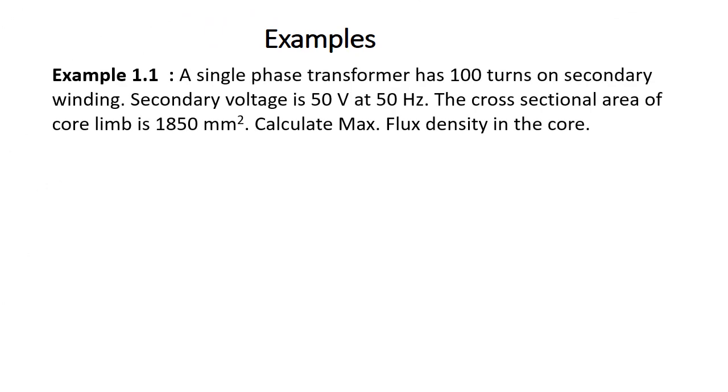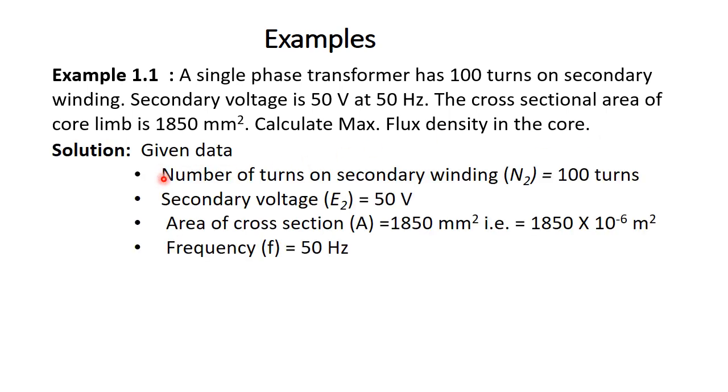Let's see the first example. A single core transformer has 100 turns on secondary winding. Secondary voltage is 50 volt at 50 Hz. The cross-section area of the core is 1850 mm square. Calculate maximum flux density in the core. Given data: number of turns on secondary winding N2 is 100 turns, secondary voltage E2 is 50 volts, area of cross section is 1850 mm square, that is 1850 into 10 raised to minus 6 meter square, frequency 50 Hz.